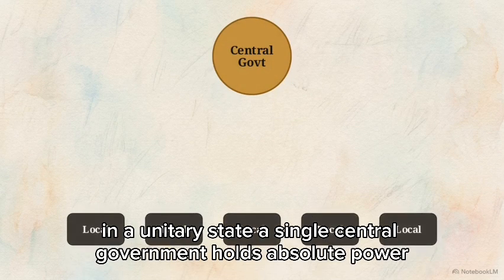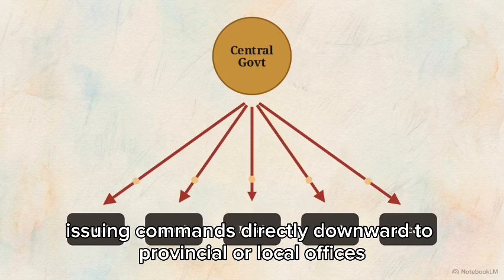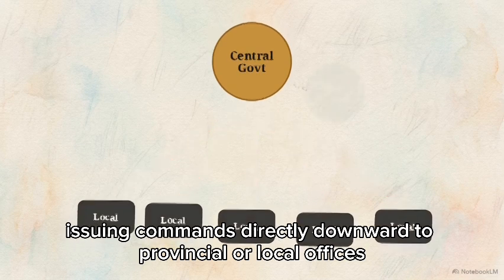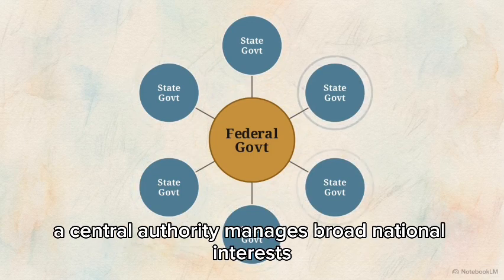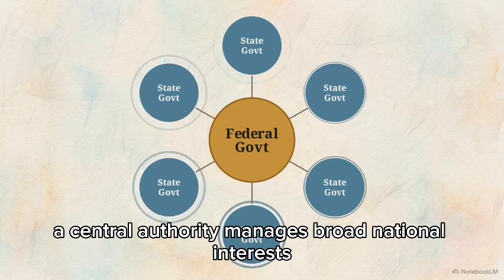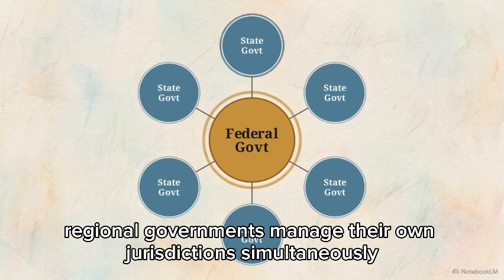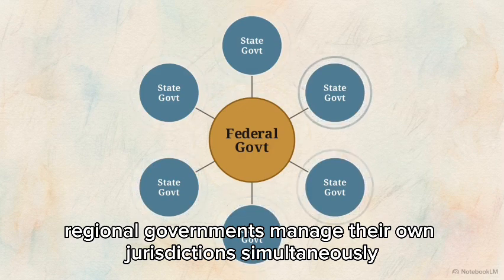In a unitary state, a single central government holds absolute power, issuing commands directly downward to provincial or local offices. A federal system divides that power. A central authority manages broad national interests, while constituent regional governments manage their own jurisdictions simultaneously.